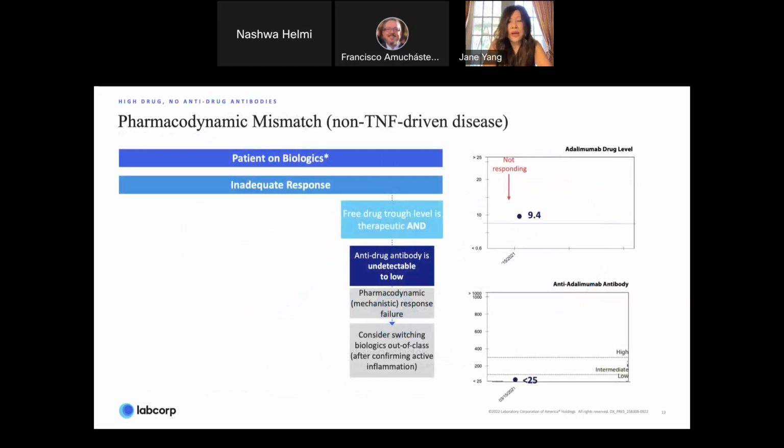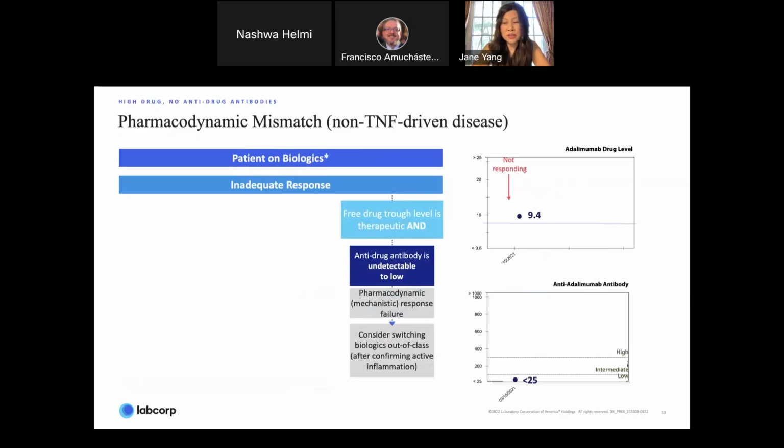Well, first of all, you have to confirm that the blood was actually collected at trough. So what do we mean by trough collection? Trough collections of blood should be done just before the next dose, so just before the next infusion or injection of medication. We want drug trough concentrations because they tend to be less variable than at other times during therapy.